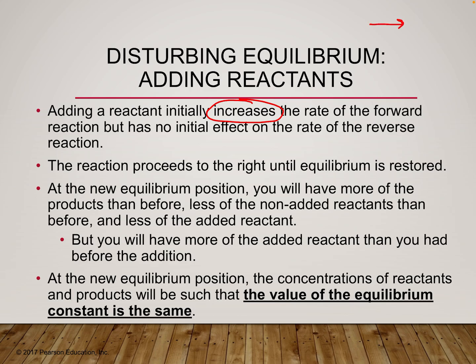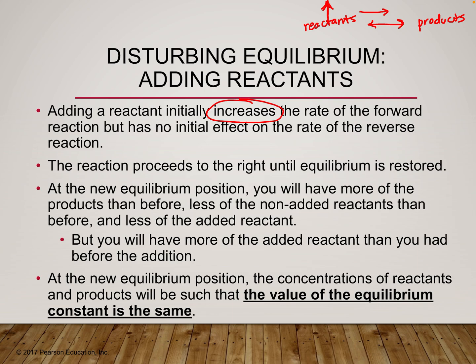Because again, if we're looking at our reactants and products, and we increase the amount of reactants, that's going to shift it away from the reactants, because we have to use up what we've added. Sorry, this should have been double-headed. So it will temporarily increase the rate of the forward reaction.